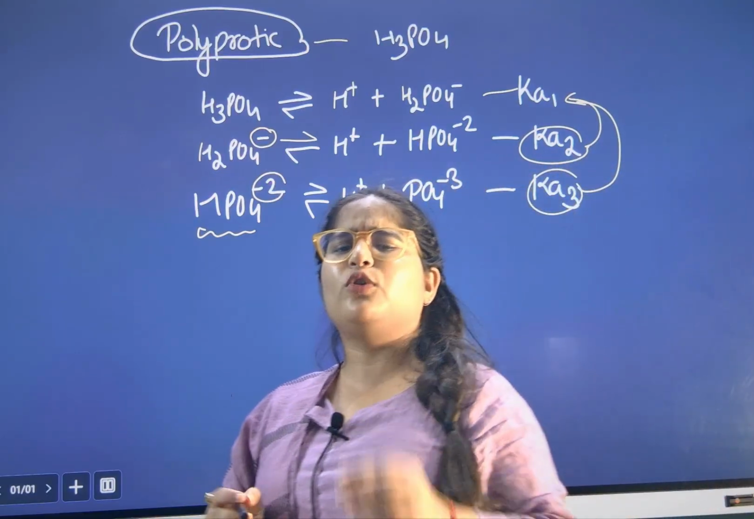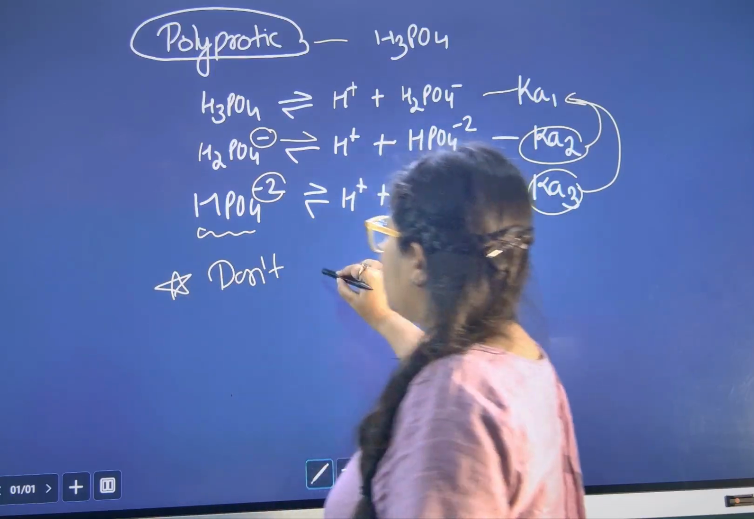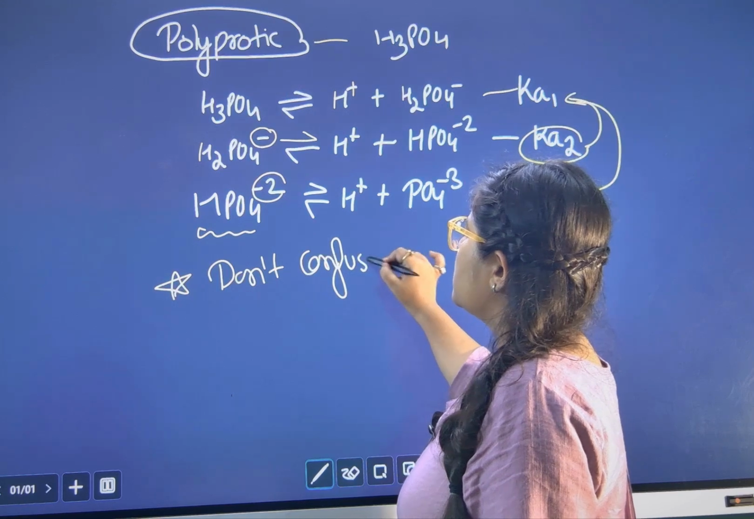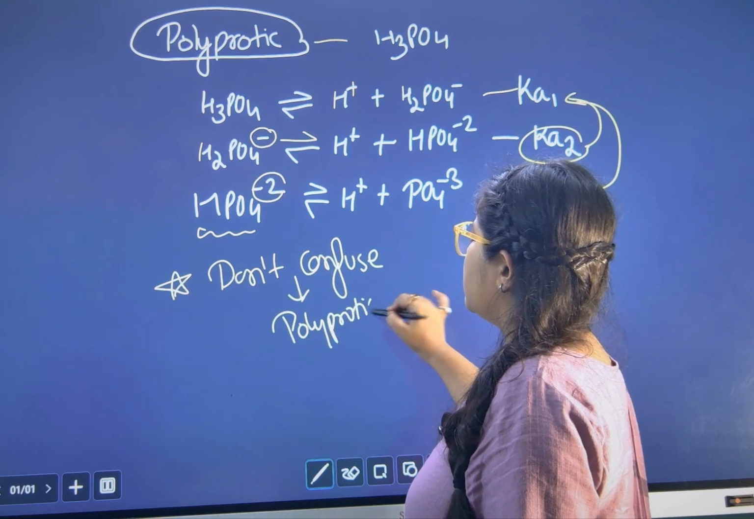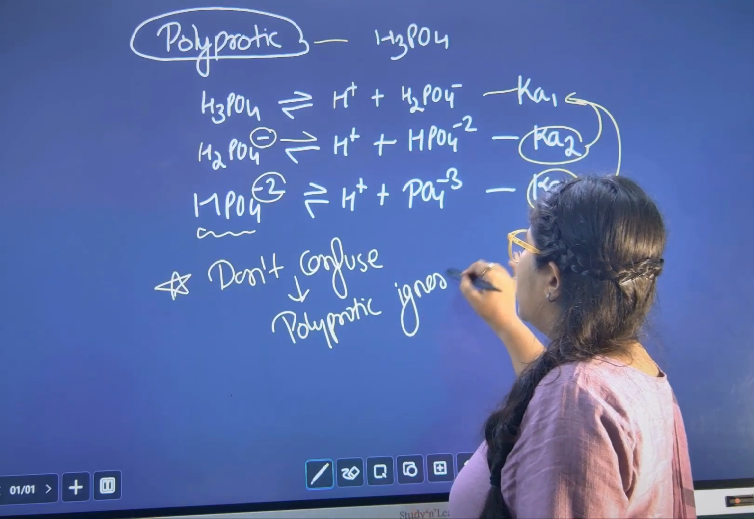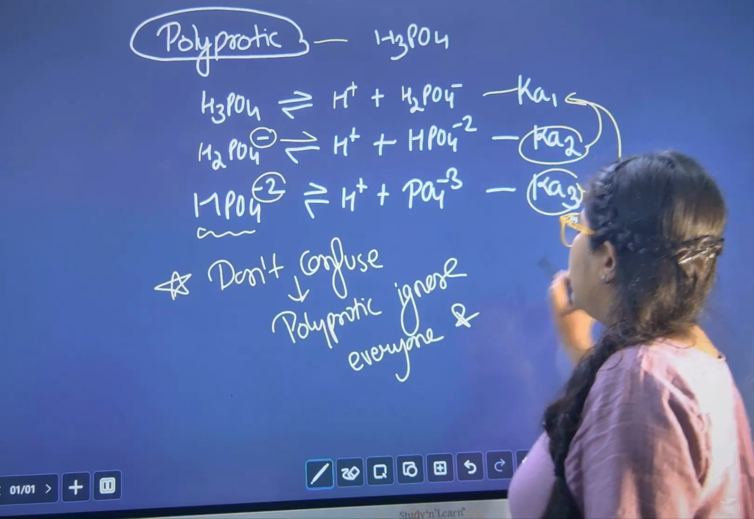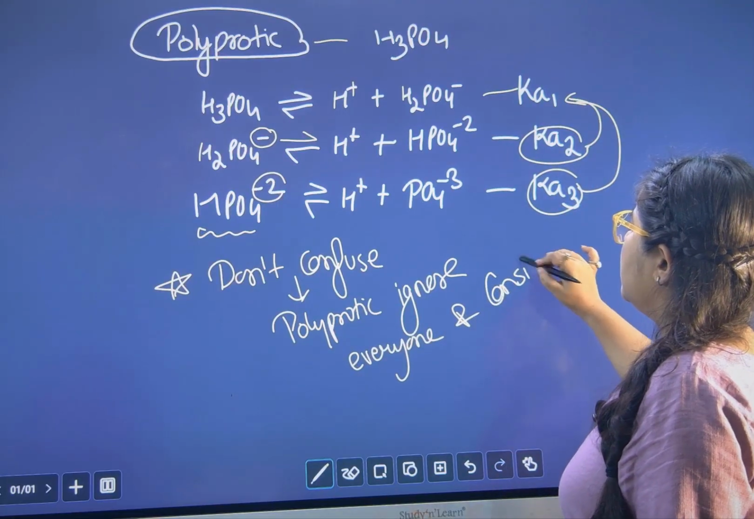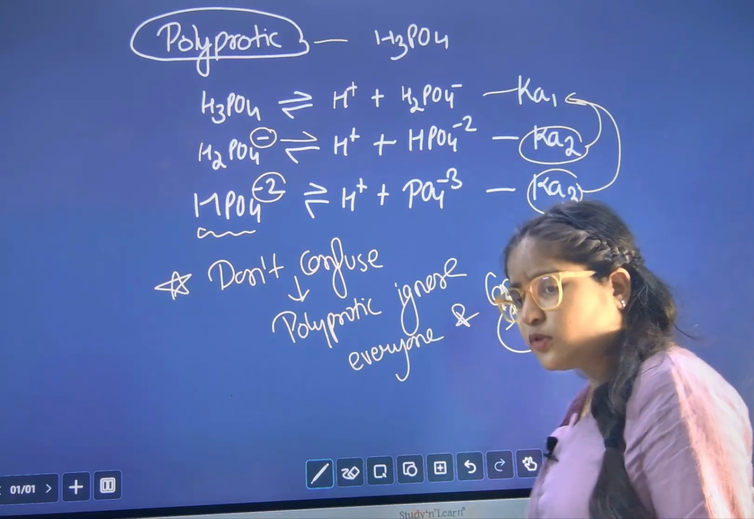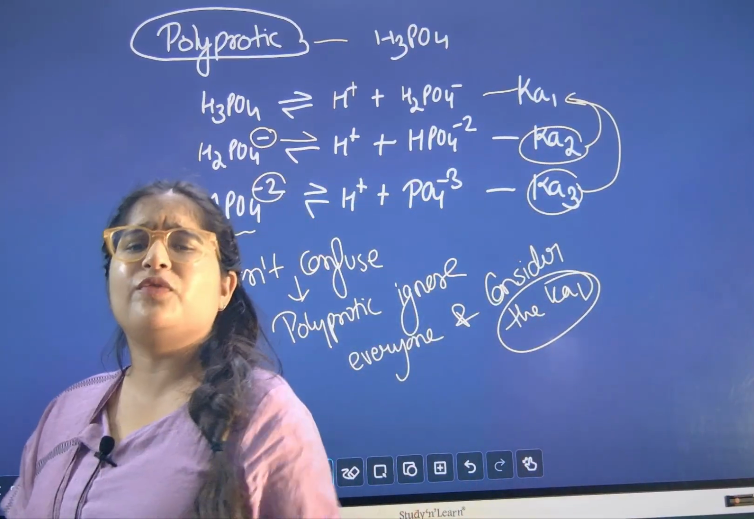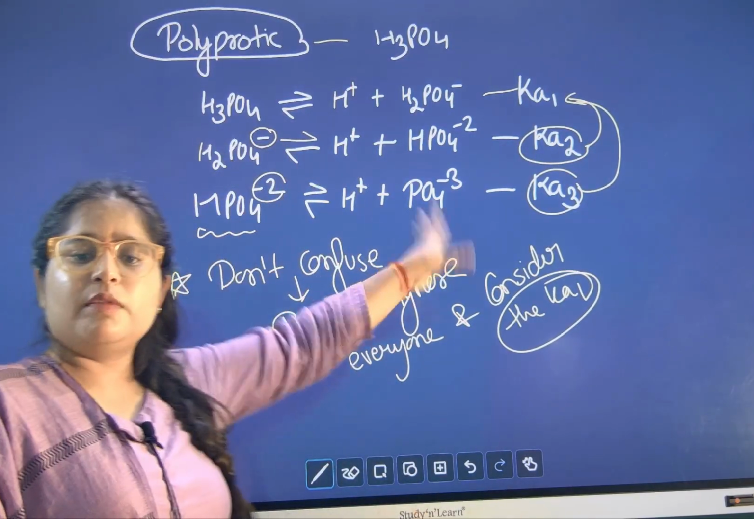So here, as a star point you write down, don't get confused after seeing a polyprotic acid. Ignore everyone and consider Ka1. Always the first one we will consider. We will ignore everyone, and we will only consider Ka1. We will ignore Ka2, we will ignore Ka3.